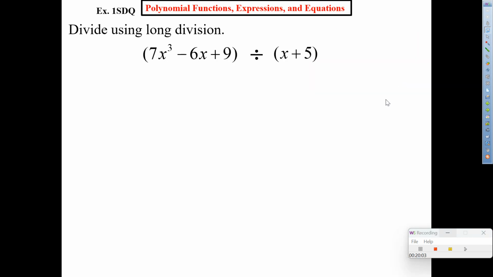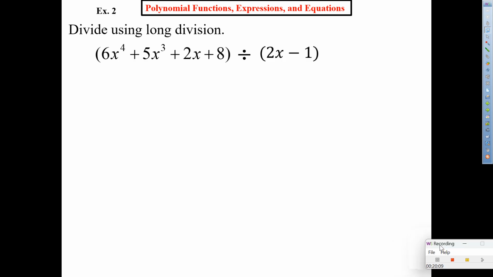Just saying. Copy this one. Example 2. 6x to the 4th plus 5x cubed plus 2x plus 8 divided by 2x minus 1.